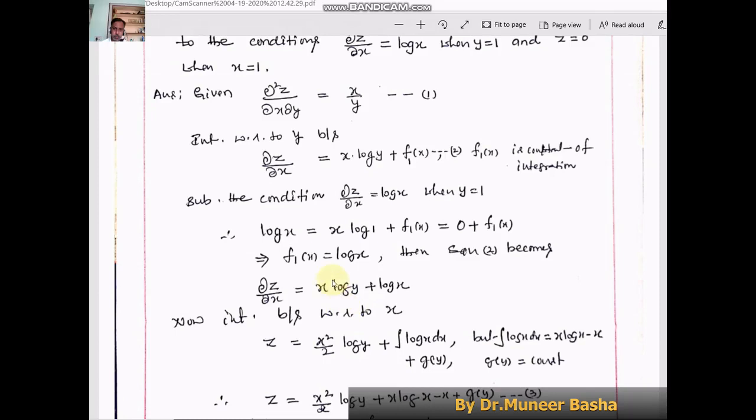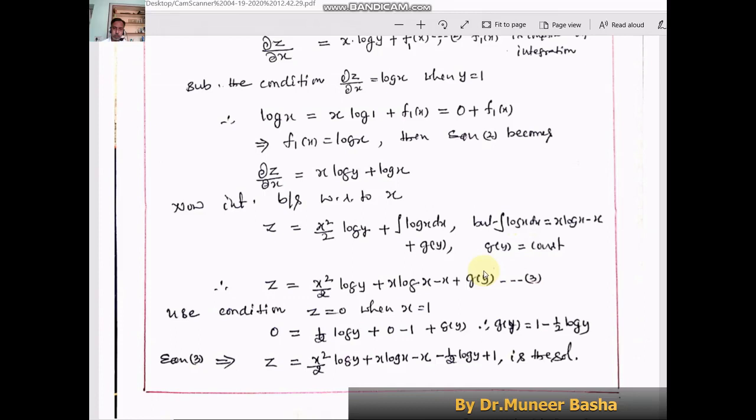So log y as it is, x square integration is x square by 2, plus the integral of log x dx plus the constant of integration g(y). Integral of log x dx is always x log x minus x, and g(y) is equal to constant. Substitute into this, you will get z is equal to x square by 2 log y plus x log x minus x plus g(y). Okay.